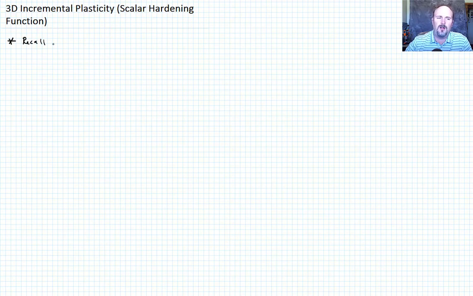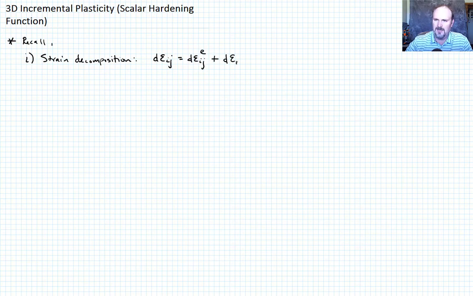So let's say recall, we had three basic equations. The first was the strain decomposition. Okay, so the strain decomposition was just that d epsilon ij was equal to d epsilon ij elastic plus d epsilon ij plastic. And just remember that when we do the additive decomposition, that tells you up front that we're talking about small strains, because those are the only types of strains that can be additively decomposed.